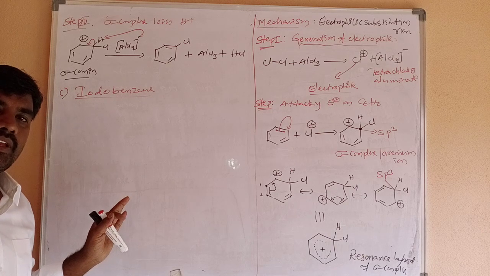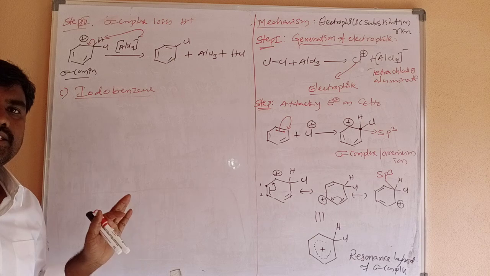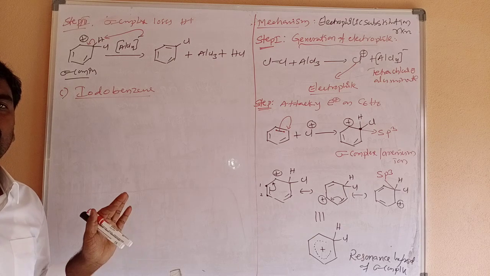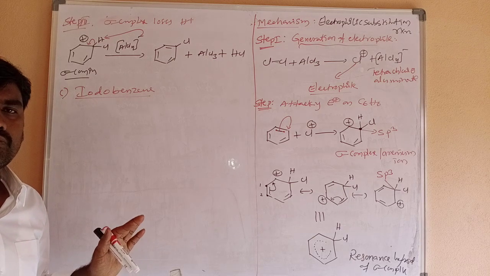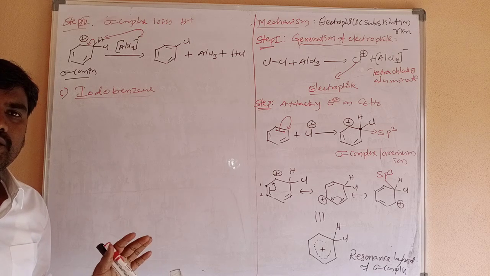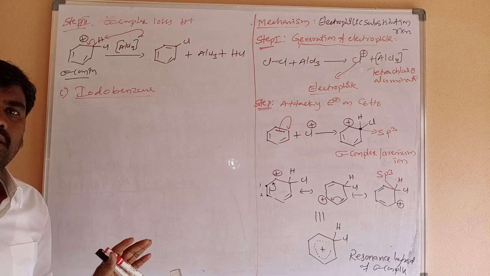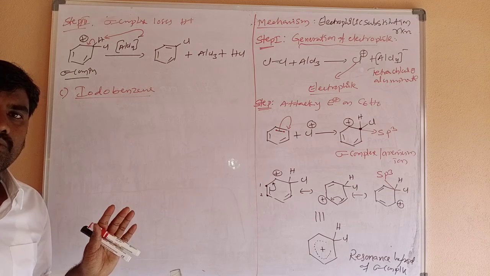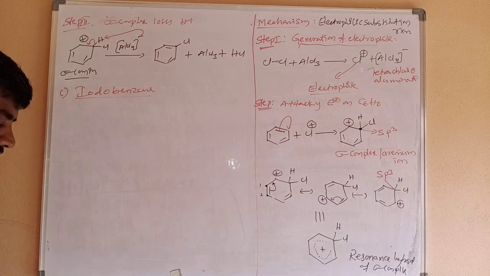Hence, we have to use a strong oxidizing agent to destroy the hydroiodic acid. They are HNO3, HIO3, HgO. They act as strong oxidizing agents. They destroy the hydroiodic acid to proceed the forward reaction.